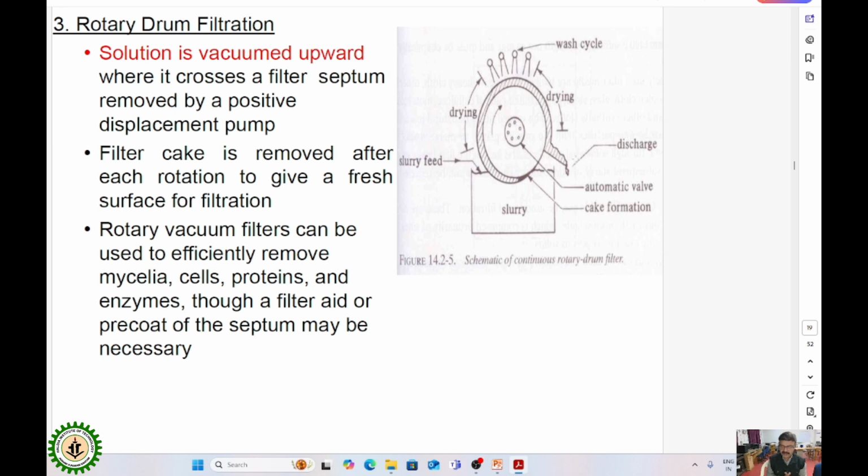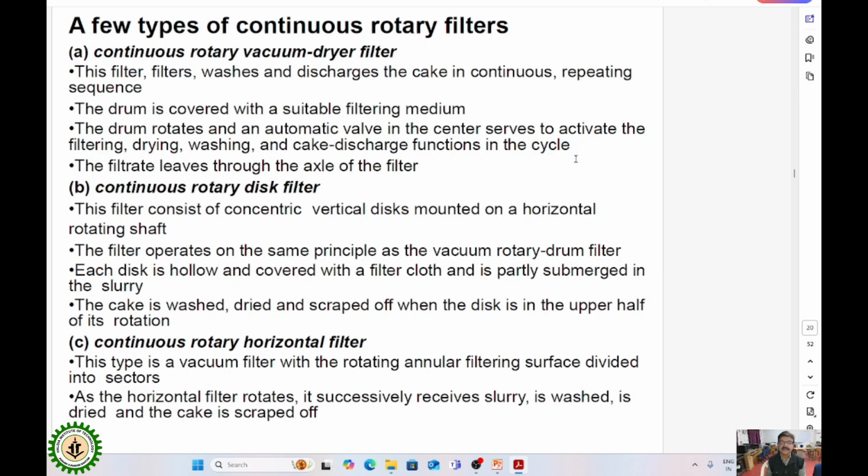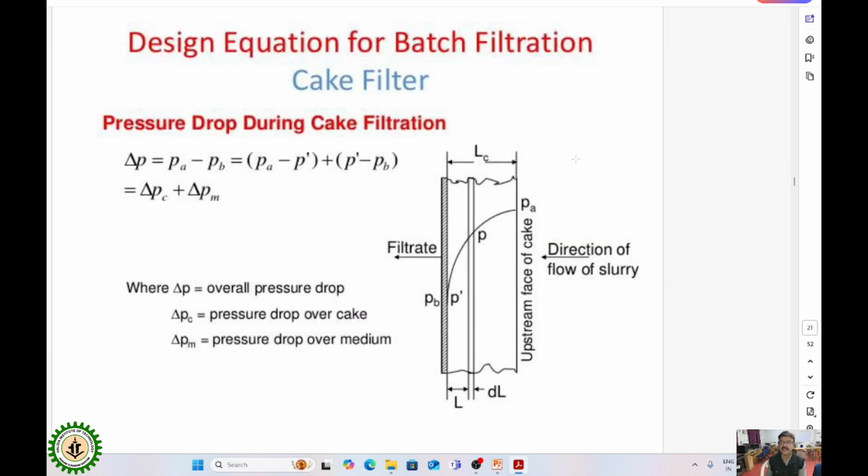This is a popular device, popularly used in many chemical process industries. Another kind of continuous rotary filters are there: rotary vacuum drum filter, rotary disc filter, rotary horizontal filter.